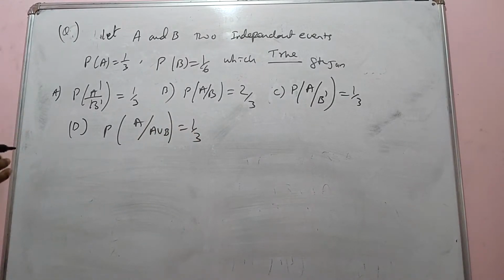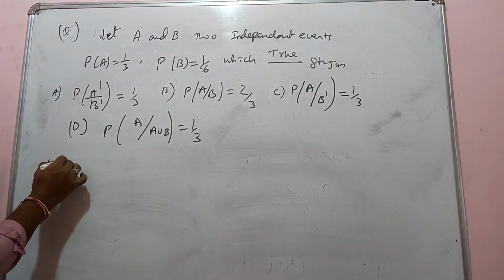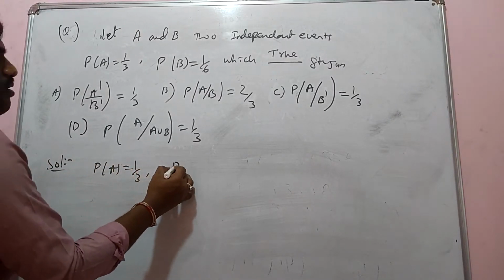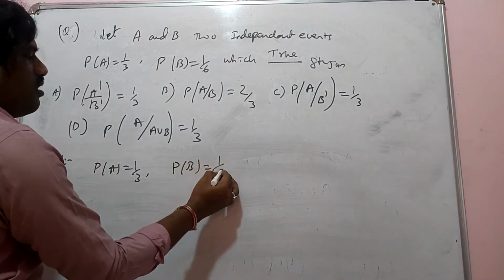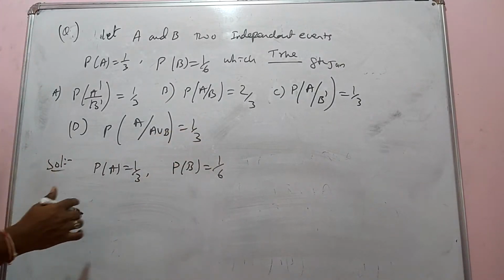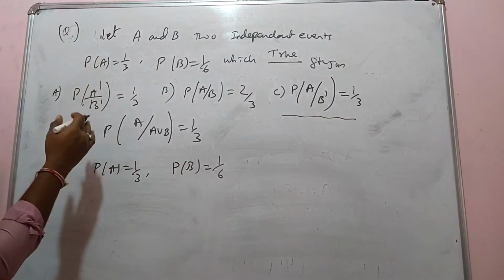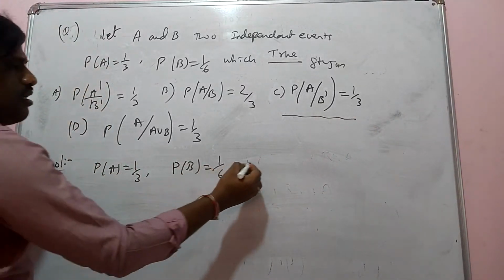I hope I explained this question. Probability of A they gave as 1 by 3, correct? Probability of B they gave as 1 by 6. I know the answer, so I am going for option C directly. See here, if you want, I will explain one by one.